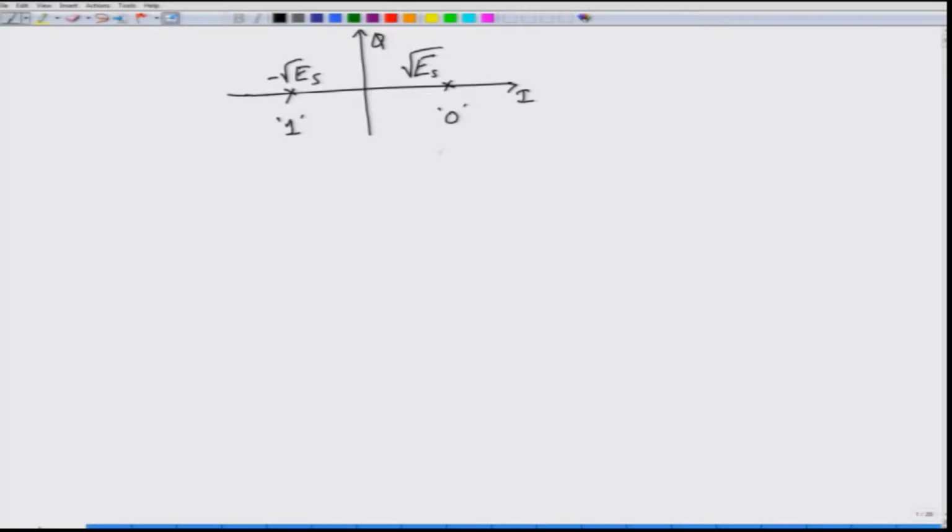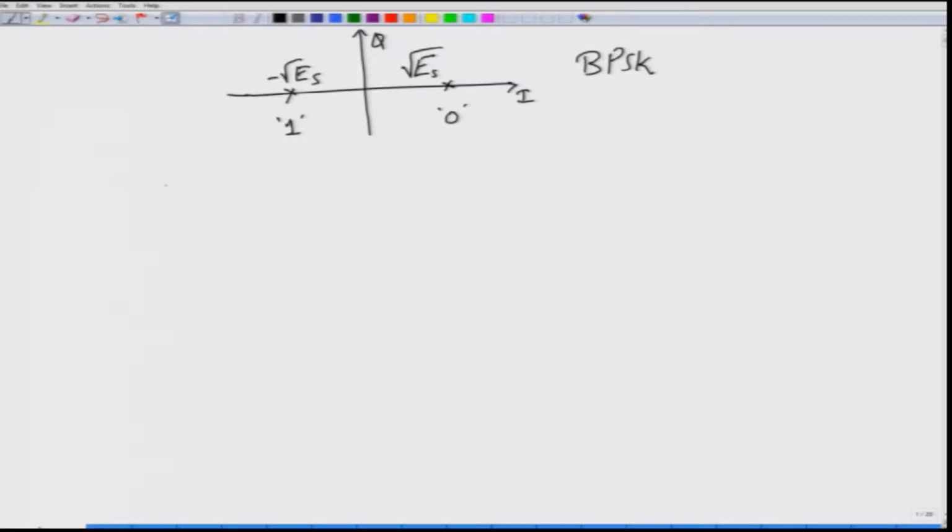I could interchange the symbols from 1 to 0 in this way as well, depending on what I am going to assume. So, this is basically left to the discretion of the user, whether you want to associate plus square root Es to the bit 0 or minus square root Es to bit 1. In this case of binary phase shift keying, the phase of the carrier is keyed or changed between 0 and pi. If I take this as the mapping, 0 is mapped to phase 0 and 1 is mapped to 180 degrees.